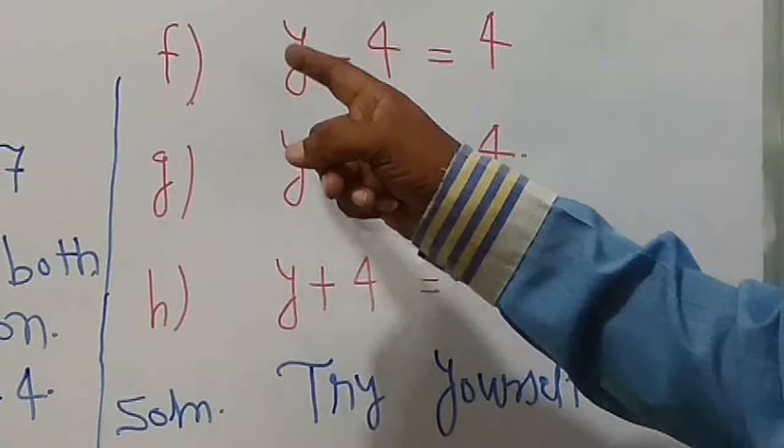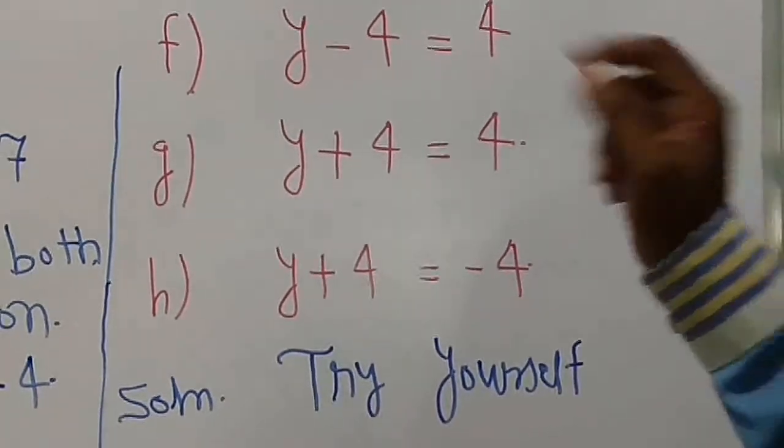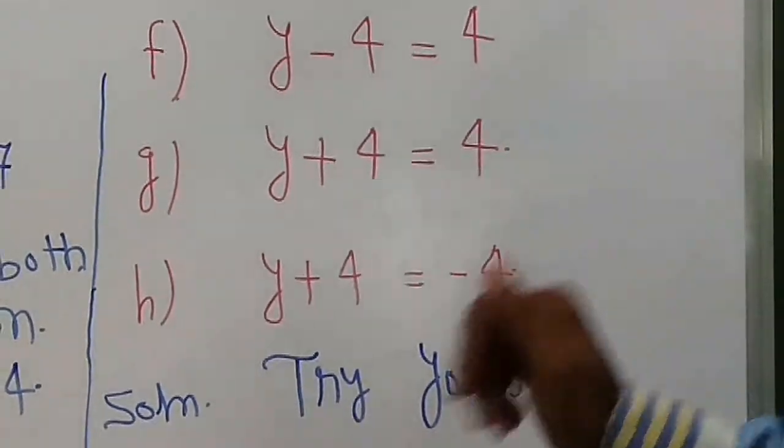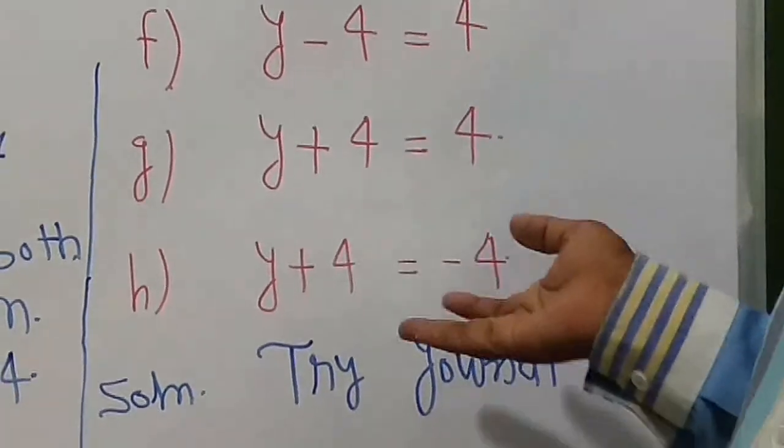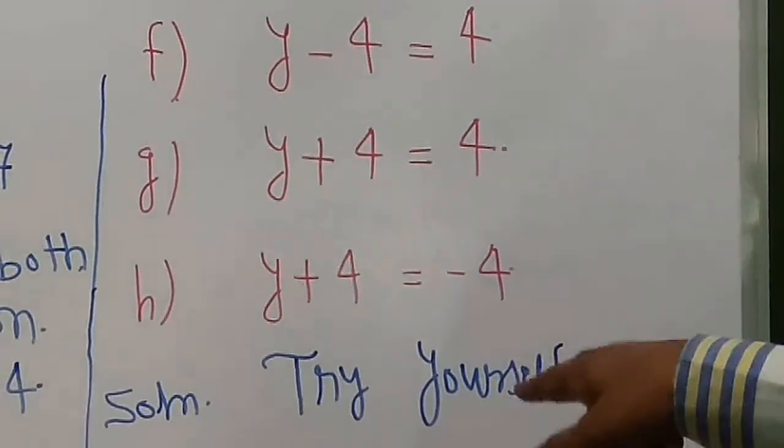Now the part F, y minus 4 equal to 4, part G, y plus 4 equal to 4 and part H, y plus 4 equal to minus 4. All these three parts you try to solve by yourself.